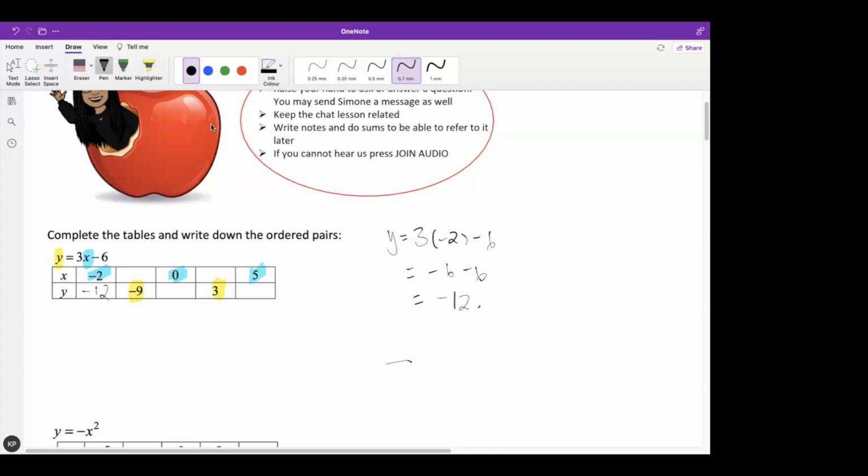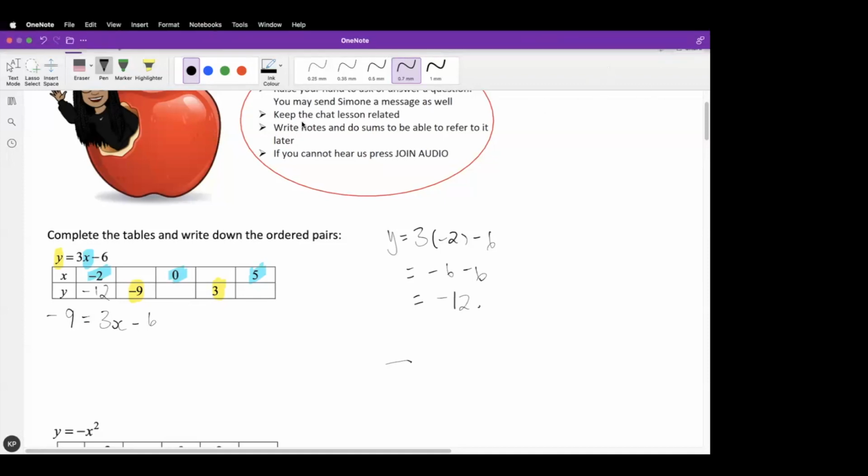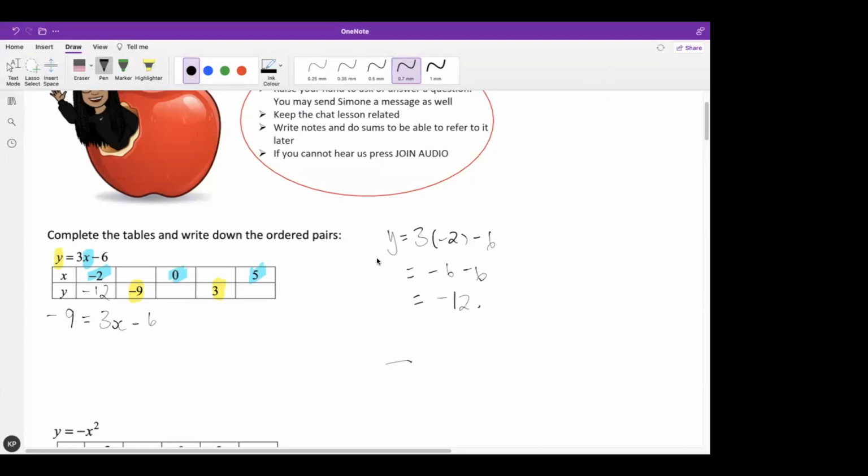Now we are on -9. You guys said we have to substitute -9 where I see my Y. So that means you guys are saying I should say -9 equals 3x minus 6. Right? Now, how are we going to solve for X? I don't know why my laptop is making so much noise. How are we going to solve for X? Anyone have an idea? Nope. There we go. Yes, Bokang?